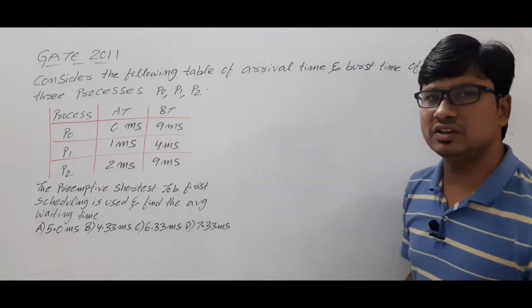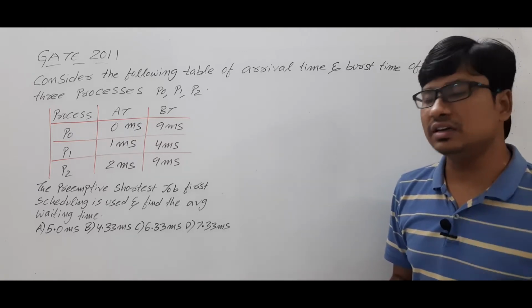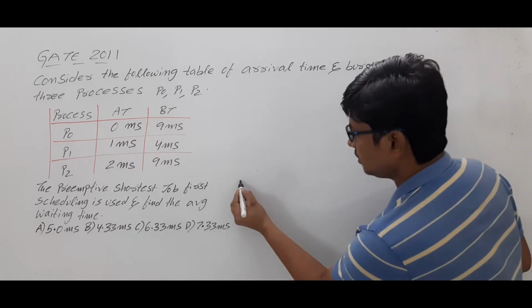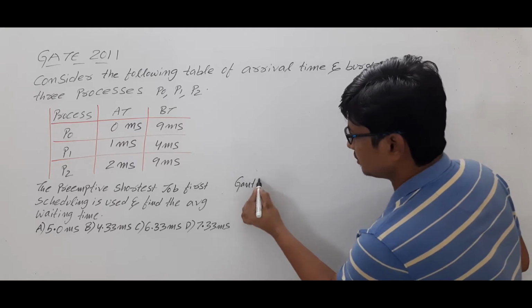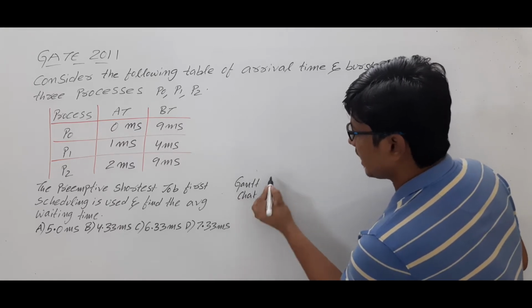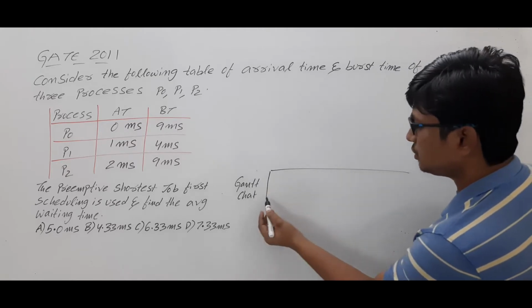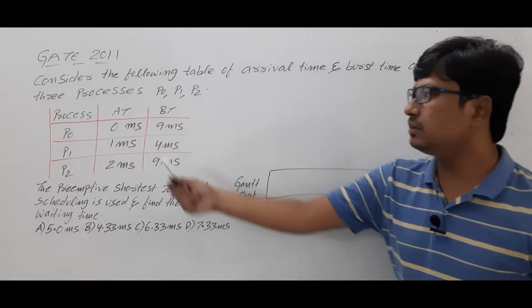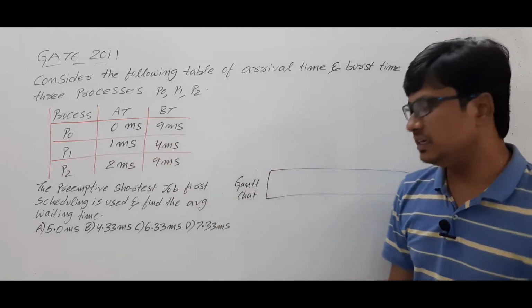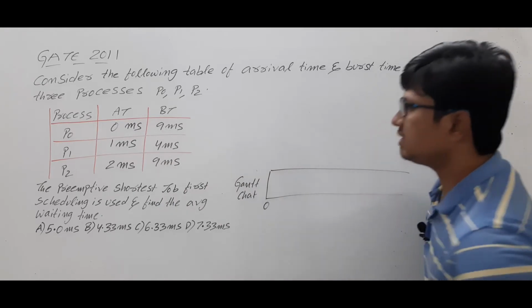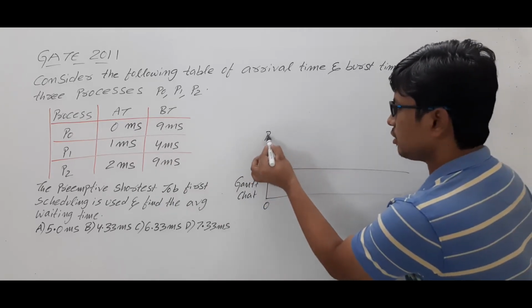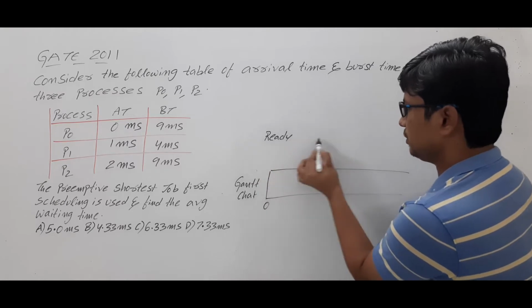To solve any scheduling algorithm, we need to draw the Gantt chart. Let me draw the Gantt chart for you. Always the Gantt chart will start from 0 units of time. Here the units of time are mentioned in milliseconds. At 0 milliseconds, we need to look at which processes have arrived in the ready state.